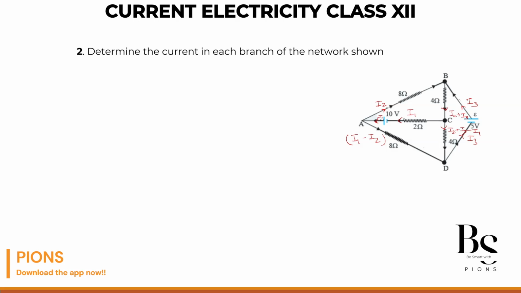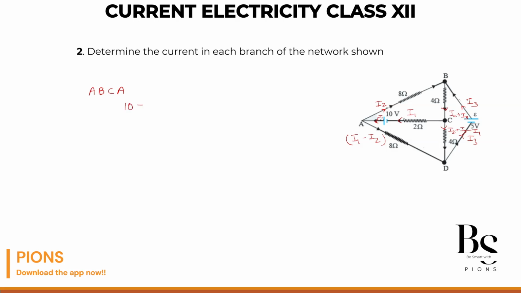Let me consider the first loop. The loop I am considering is A, B, C, A. I hope all of you can locate this loop. You start with A, you go to B, go to C, and back to A. The first letter in the loop and the last letter should always be the same. Let's start with the battery. Is there any battery in the loop? Yes, the 10 volt battery. So let me write it on the left hand side.